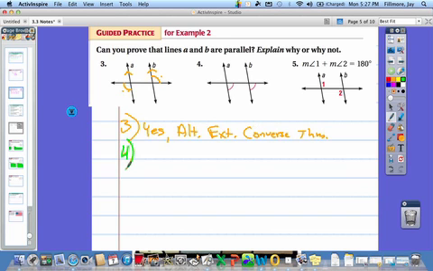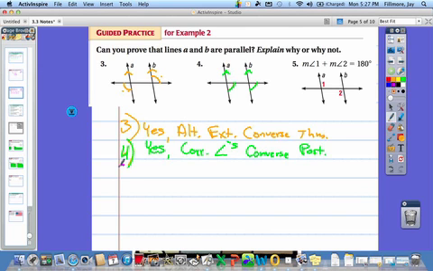For number 4, again, yes we can. We see one curve mark on both of these angles and they're corresponding. They're both in the bottom right corner. So since corresponding angles are congruent, we can conclude that the lines are parallel. So that's going to be our corresponding angles converse postulate. We can conclude that those lines are indeed parallel.